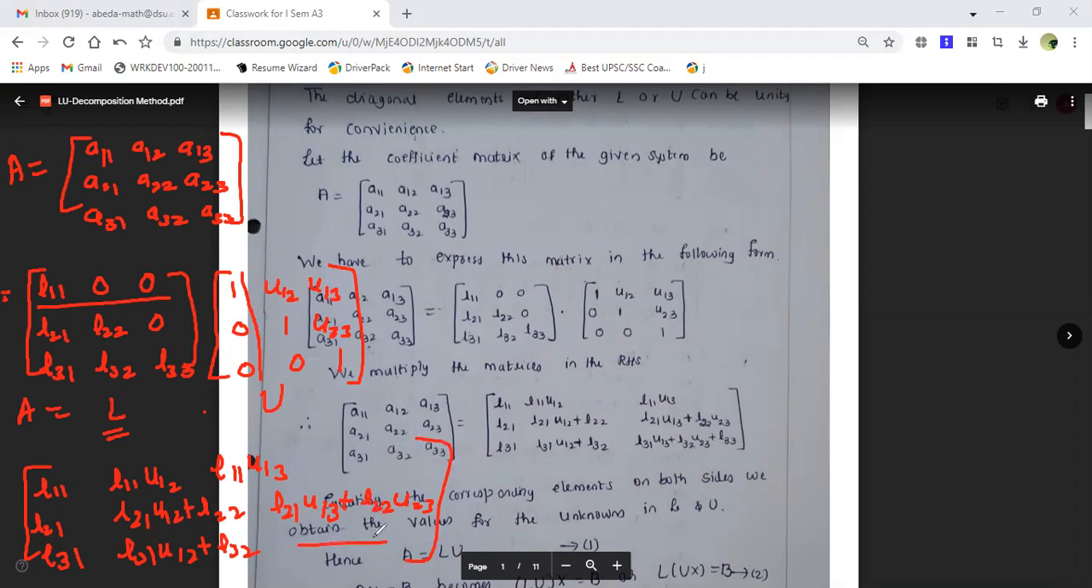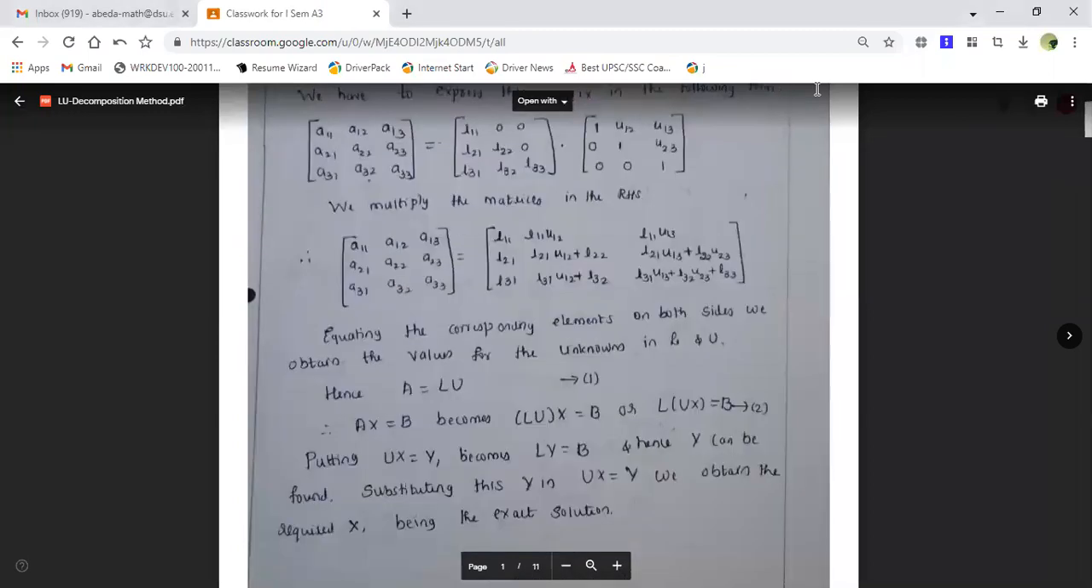Once you have got this matrix, I'll tell you what the next step is. Here we equate the corresponding elements on both sides. You can observe that I can equate the corresponding elements: this is my first element, I can equate it with this, and the second element I can equate with this. In this way, I'm equating the corresponding elements of A with L into U. Hence A is equal to LU. Let me take this as equation 1. And you already know that Ax is equal to B.